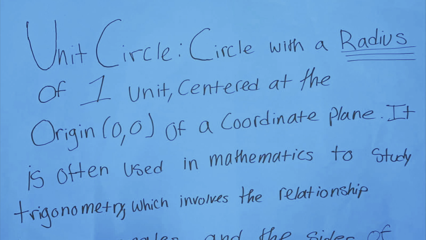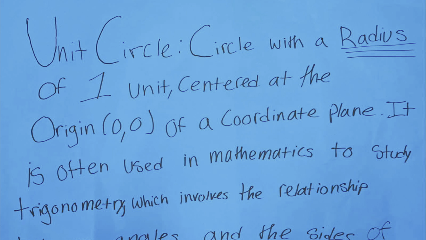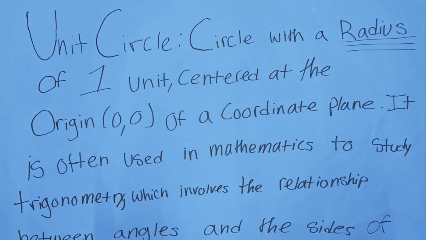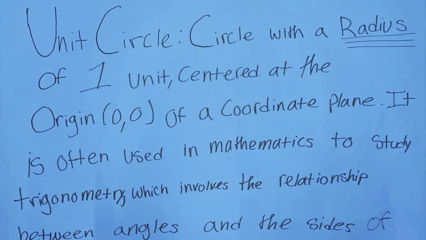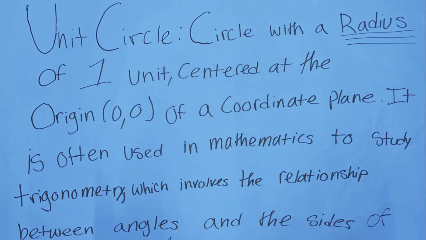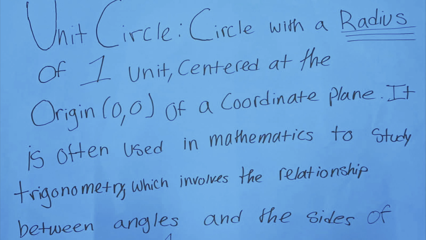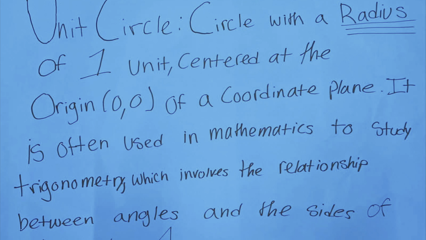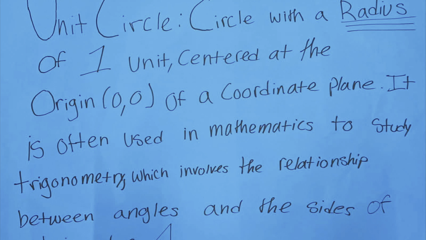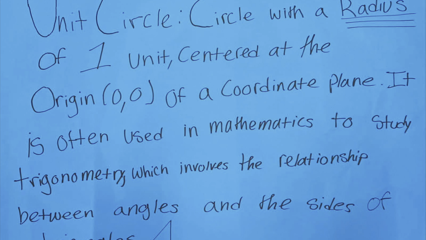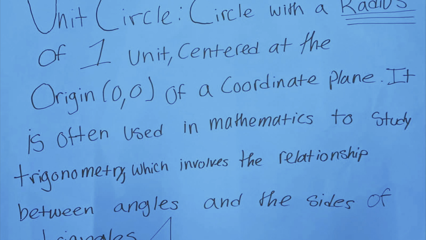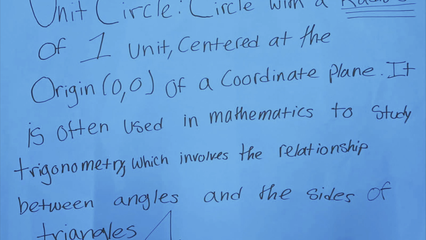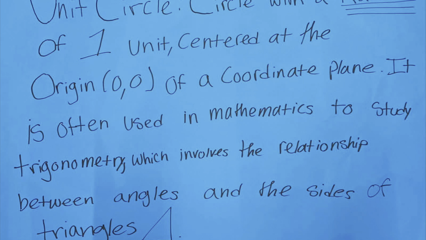So I'm assuming most of you are probably asking yourself, why do I have to learn the unit circle? It will never help me in my life. Well, let me tell you, the unit circle is very important, and I'm going to explain why. The unit circle is a circle with the radius of 1 unit, centered at the origin, which is at 0 for the x-axis and 0 for the y-axis of a coordinate plane. It is often used in mathematics to study trigonometry, which involves the relationships between angles and the sides of triangles.